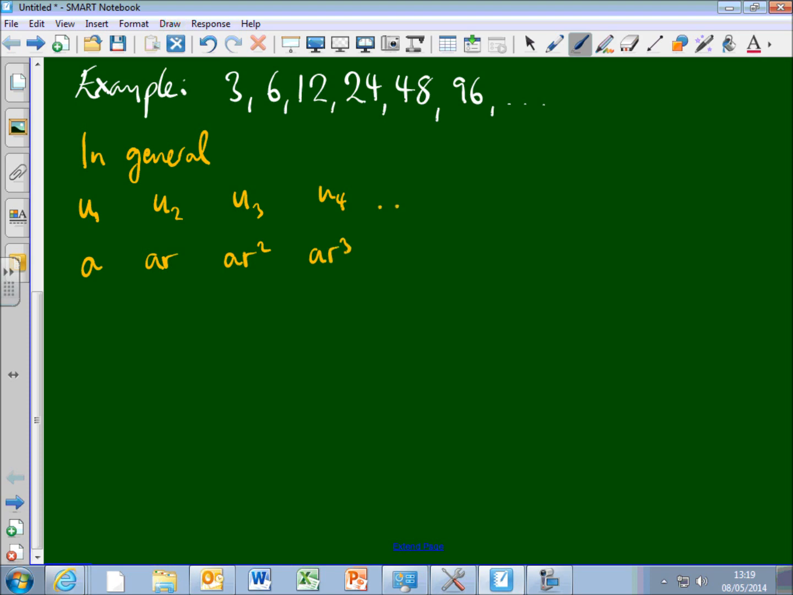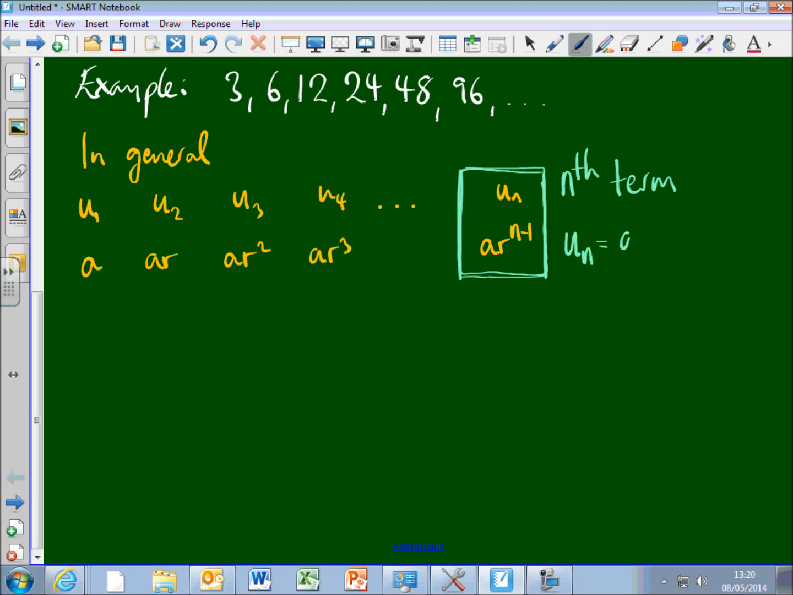So what I would really like to know is how to find the nth term in a sequence. If I wanted the nth term, so any term in the sequence, it would be AR to the power of n minus 1. Very good, Connor. Okay, so I'm going to put a box around this. This is how you find out the nth term of a sequence. So that's the first thing that we wanted to do. If it asks you to find a specific term, the nth term is going to be Un equals the first term times the ratio to the power of n minus 1.